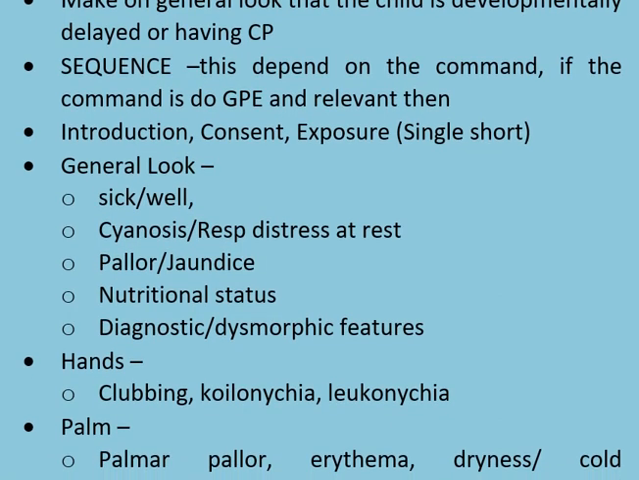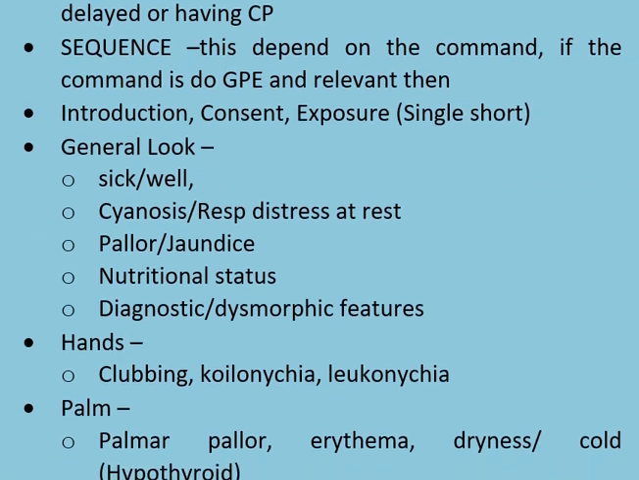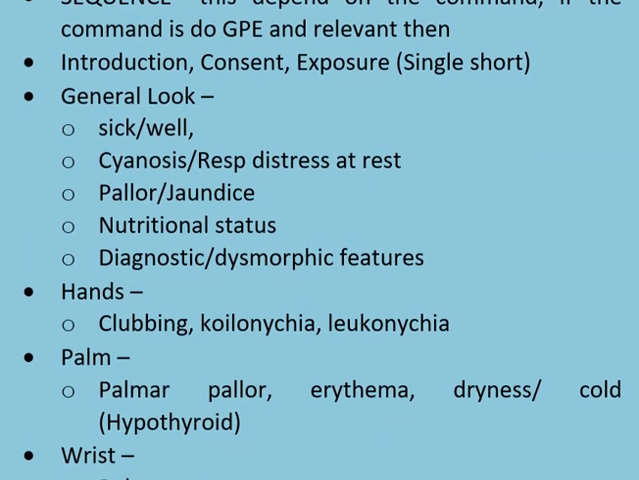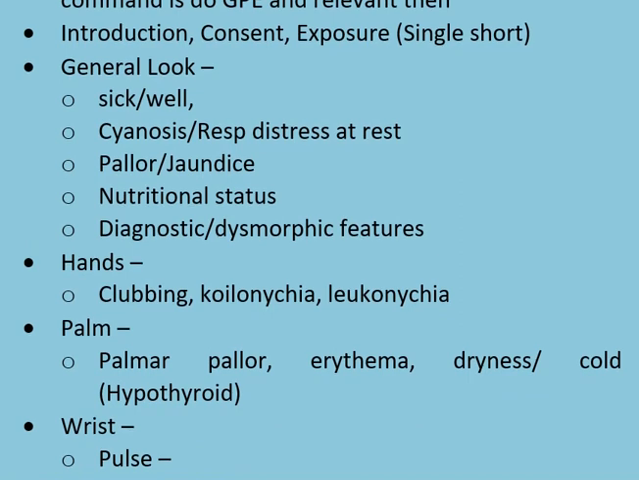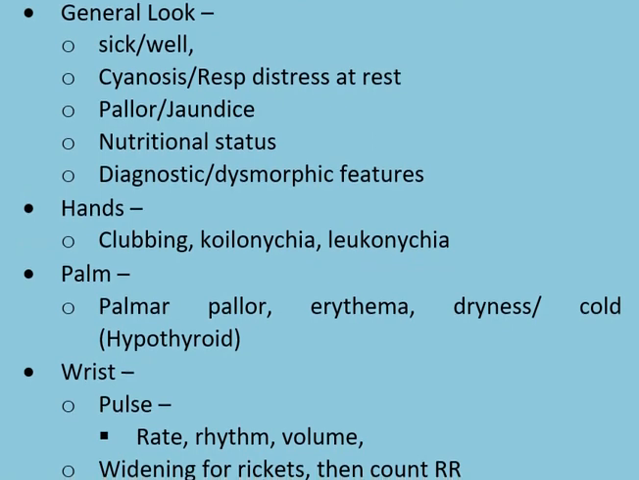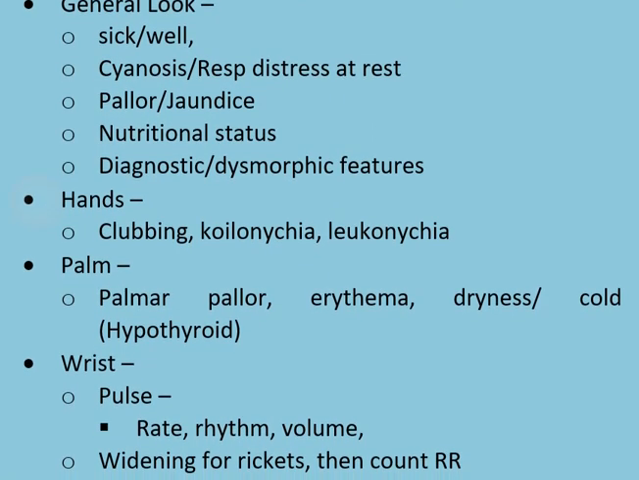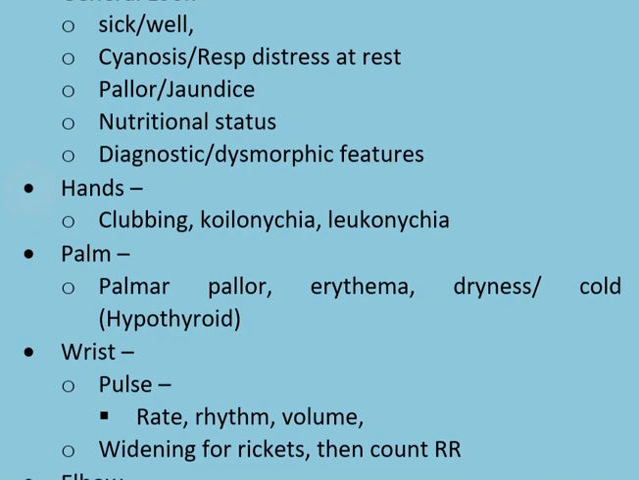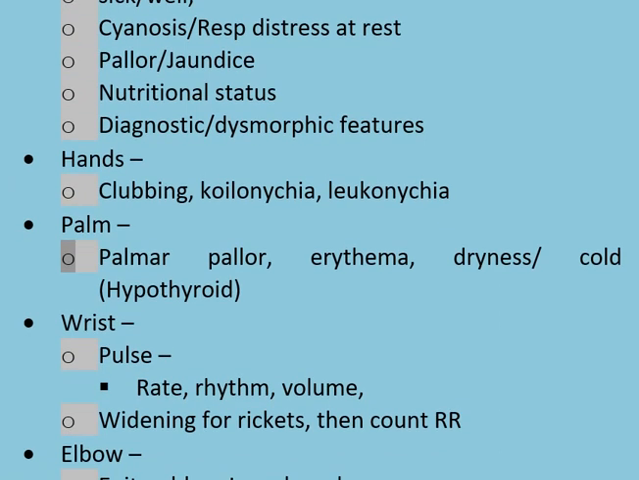If this is a GPE, you can immediately put the thermometer while you take the hand, with the thermometer in the armpit. You check for clubbing, koilonychia, leukonychia, then go to the palm and check for palmar erythema, dryness, cold for hypothyroidism. When you are at the wrist, check the pulse for rate, rhythm, volume, and at the same time check the respiratory rate. Check pulse in 6 seconds and multiply it by 10, and respiratory rate in at least 10 seconds and multiply it by 6.